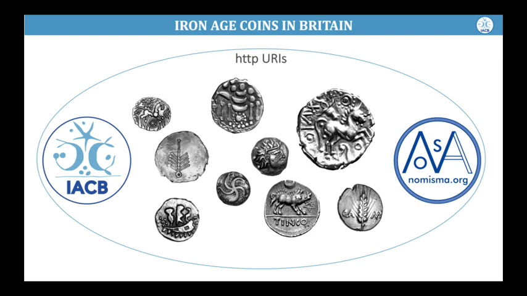Numisma.org provides stable digital representations of numismatic concepts, such as production places, denominations, and political entities. It does so according to the principles of linked open data. These take the form of HTTP URIs, which we would just recognize as web links, which provide access to reusable information about those concepts.